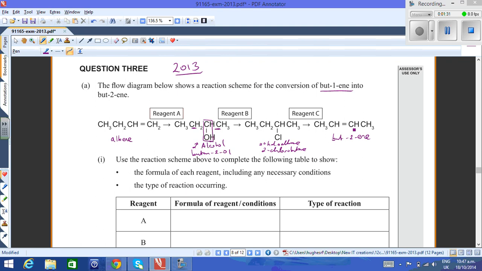And the question is as follows: use the reaction scheme above to complete the following table to show the formula of each reagent, including any necessary conditions, and the type of reaction occurring. So to get reagent A, to get from an alkene to an alcohol, you want to use acidified water. So the water will give you the OH group and the extra hydrogen to make your alcohol, and it needs to be acidified just to speed up the reaction. So reagent A is water, and a special condition would be acid.